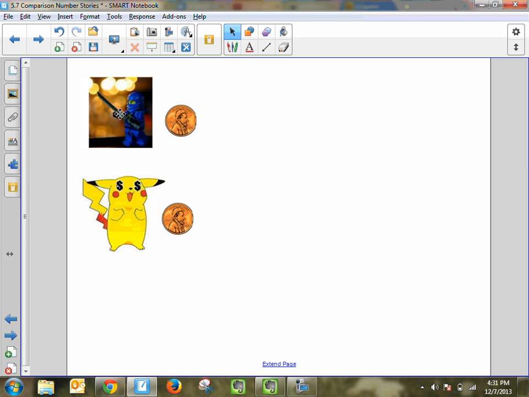Now you can see I put a picture of a Ninjago in here, and I also have a picture of Pikachu. And each of them both have the same amount of money right now. Now this is pretty easy, we would be able to compare and say, well, this is pretty easy because they both have the same amount.